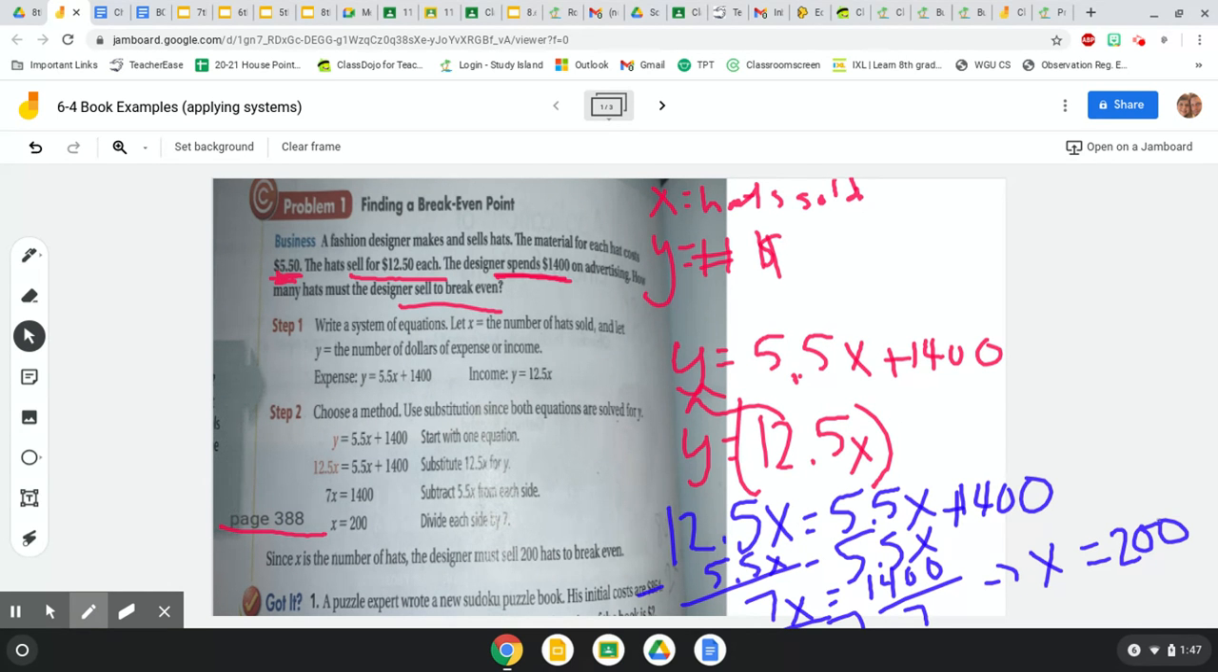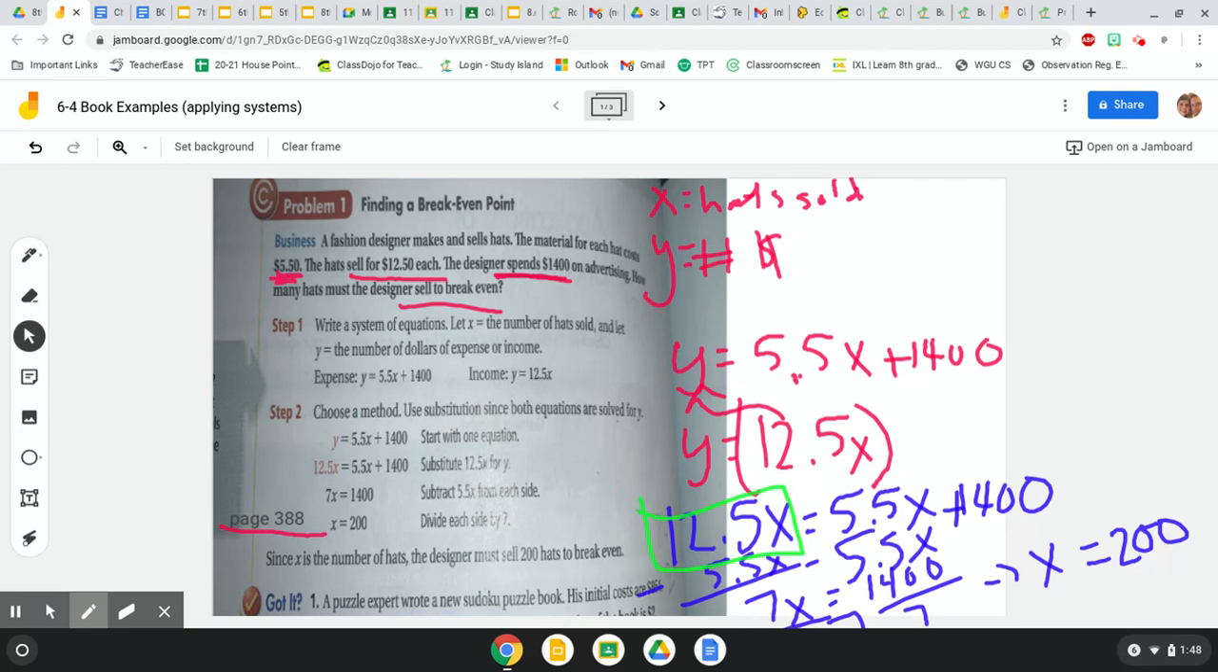Okay. So X again is the number of hats sold. What was it asking? It says, how many hats must the designer sell to break even? Okay, so for the break even, here's how to kind of think about this. Here's why I chose to do this.